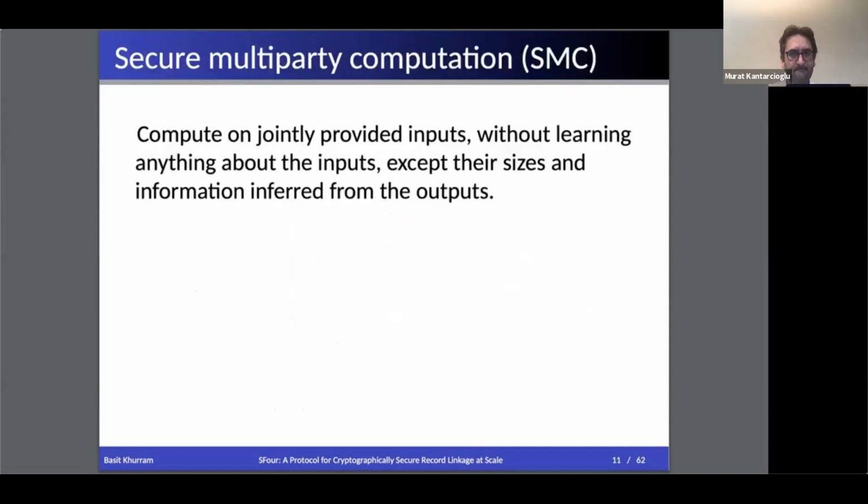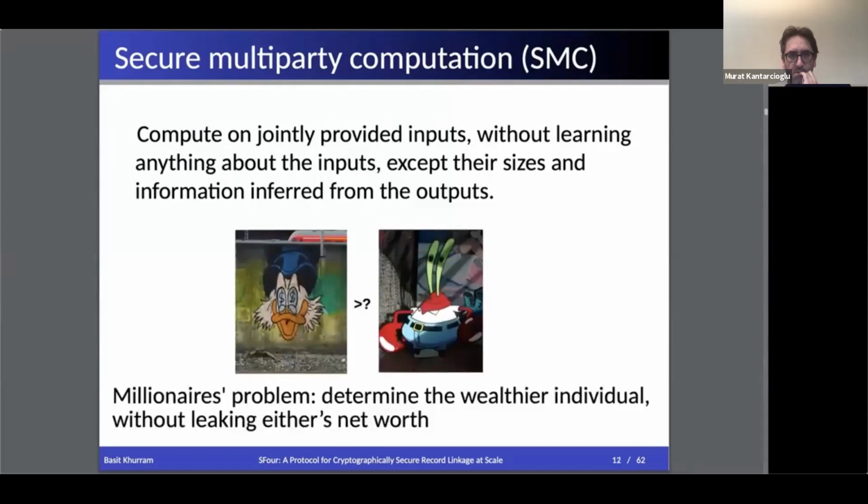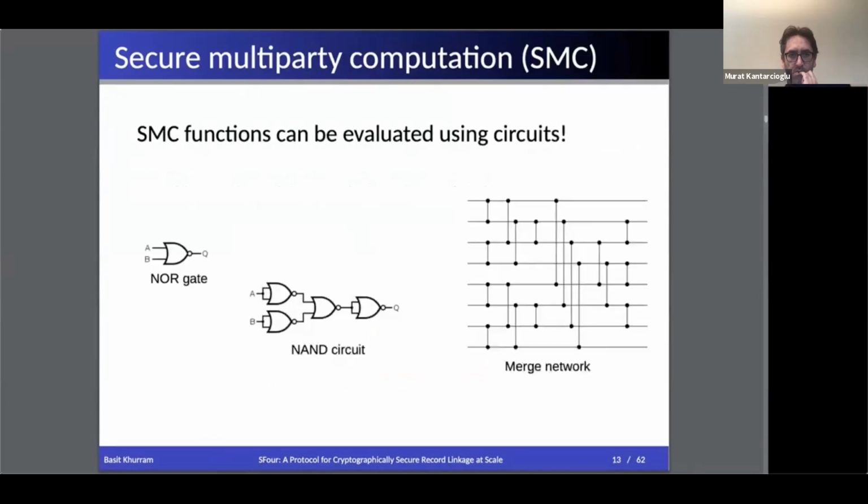To offer a quick overview of background knowledge, a protocol makes use of what are known as secure multi-party computations. These allow computation on jointly provided inputs without revealing anything about the inputs, except their sizes and any information that might be inferred from the outputs. A common example is that of the Millionaires problem, which asks to determine the wealthier of two individuals without either taking the other's net worth. On a further note, it is possible to use logical circuits to execute secure multi-party computations. This means that you can compute a lot of things securely.